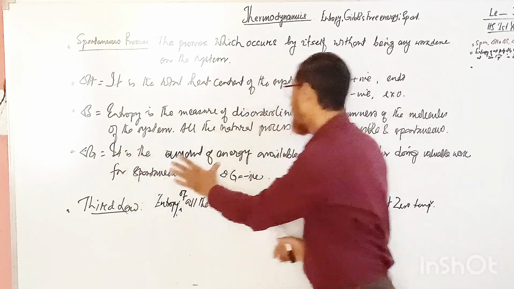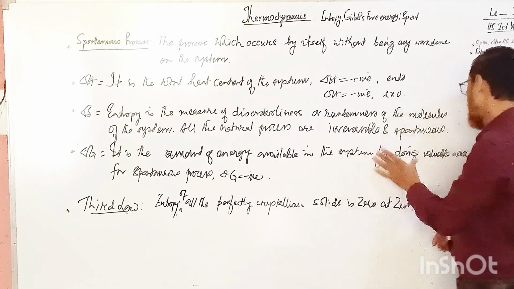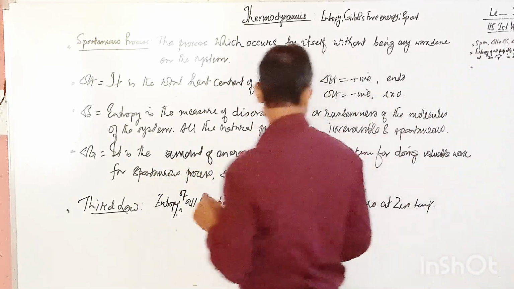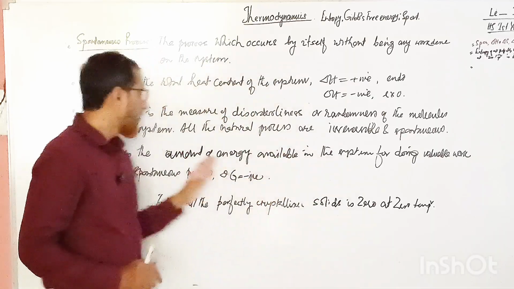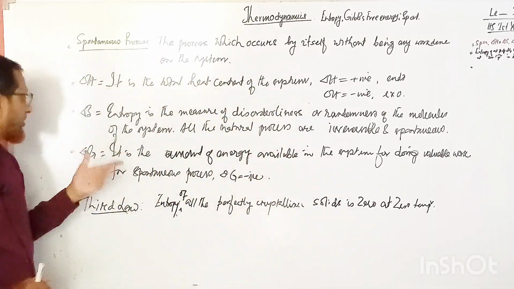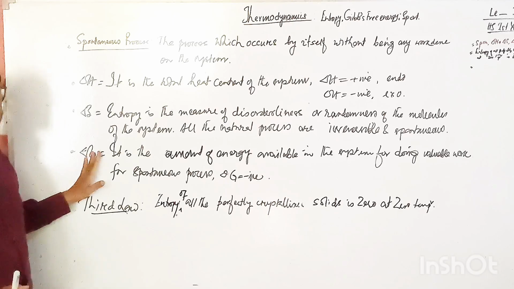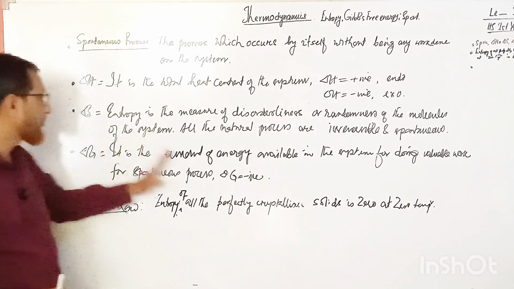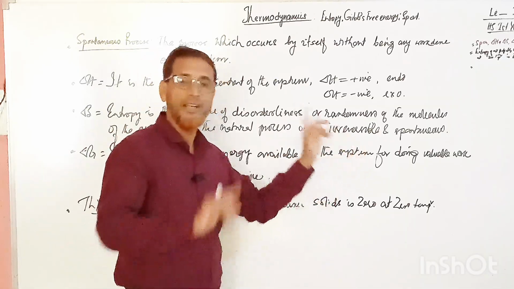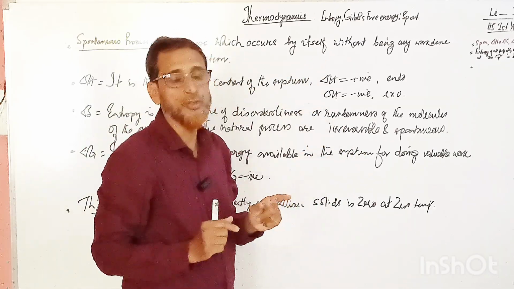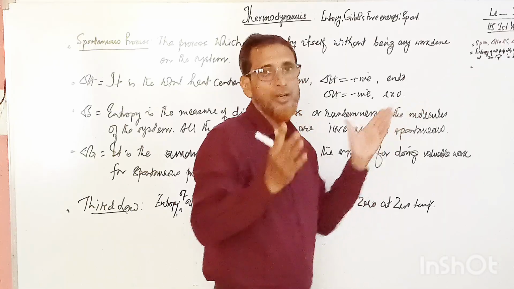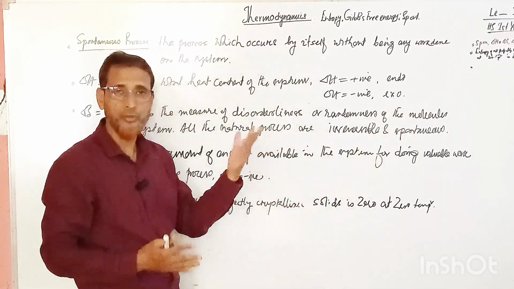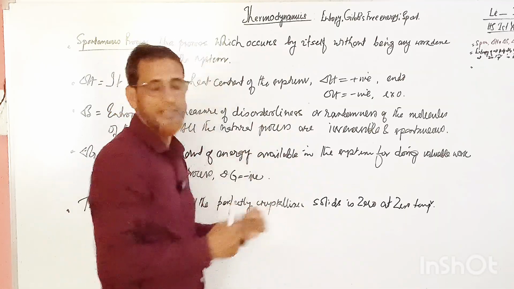Del G is the amount of energy available in the system for doing valuable work. Roughly, let me define this. Del G is nothing but energy. It is Gibbs free energy. Del G is the amount of energy available in the system, and that amount of energy should be available in free mode to do some valuable work. So free energy which is required to do some valuable work is called Gibbs free energy.